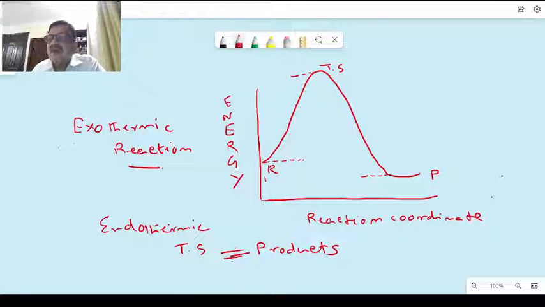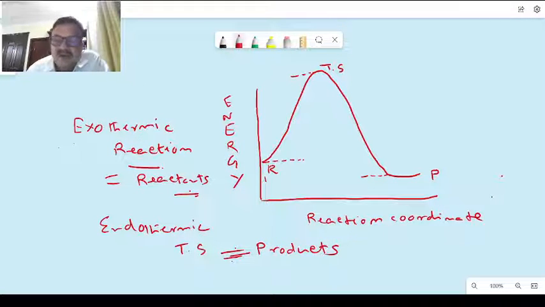Okay, so in the case of an exothermic reaction, the transition state resembles the reactants. Correct. So this is our conclusion here. So what happens then? Suppose we are considering the rate of the reaction. If the energy of the product is lowered, what will happen to that?